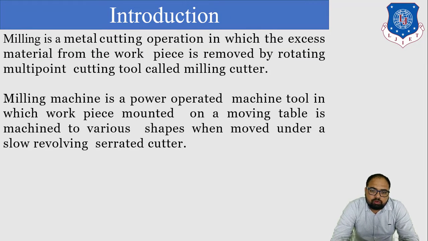First of all, milling is a metal cutting operation in which the excess amount of material from the workpiece is removed by a rotating multi-point cutting tool, also known as a milling cutter. A milling machine is a power operated machine tool in which the workpiece is mounted on a moving table and is machined to various shapes when moved under a slow revolving serrated cutter.